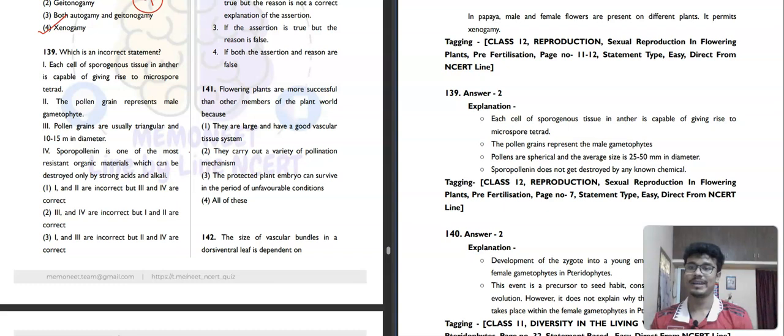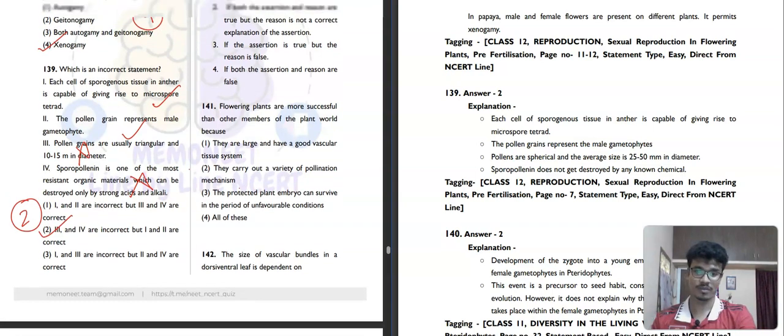It is saying that each cell of sporogenous tissue in the anther is capable of giving rise to a microspore tetrad. Okay, this is the correct one. Then the pollen grain represents the male gametophyte, correct. Then the pollen grains are usually triangular and 10 to 15 meter in diameter. Oh my god. These are 25 to 50 micrometer in diameter, not correct. Then sporopollenin is one of the most resistant organic materials. It cannot be destroyed by any alkali or acid or anything. So first and second are correct, but third and fourth are incorrect. So the second option is the correct one.